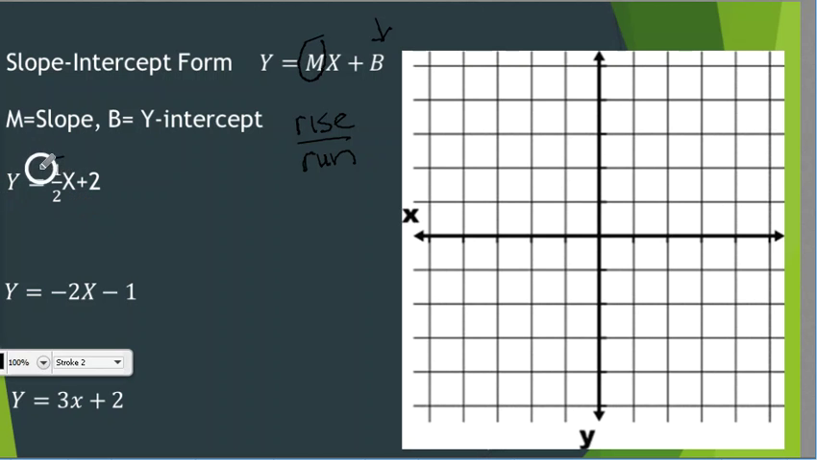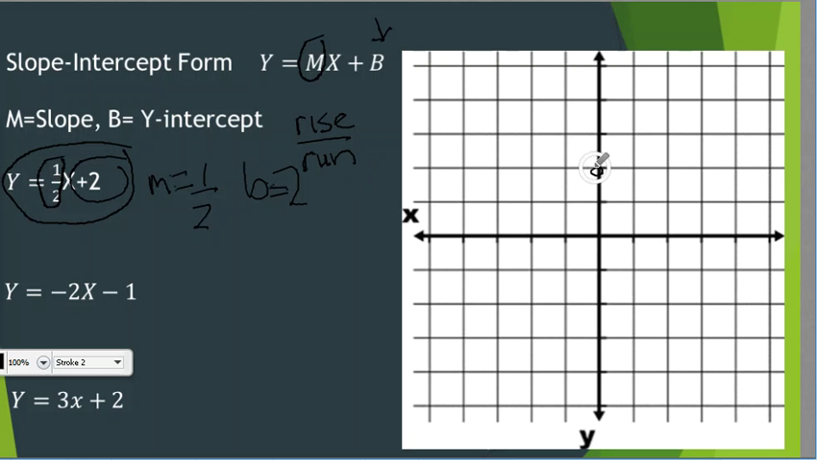Our slope here is 1/2. Your slope is the coefficient of the x term. And remember, it's always a fraction. And the y-intercept is 2. So that means that this line, y equals 1/2 times x plus 2, is going to cross the y-axis at 2, and it has a slope of 1/2.